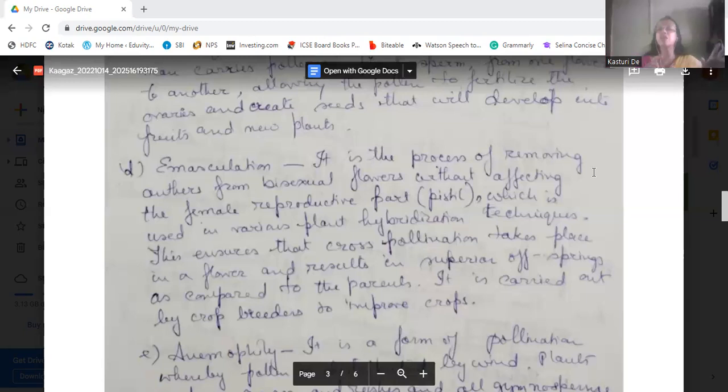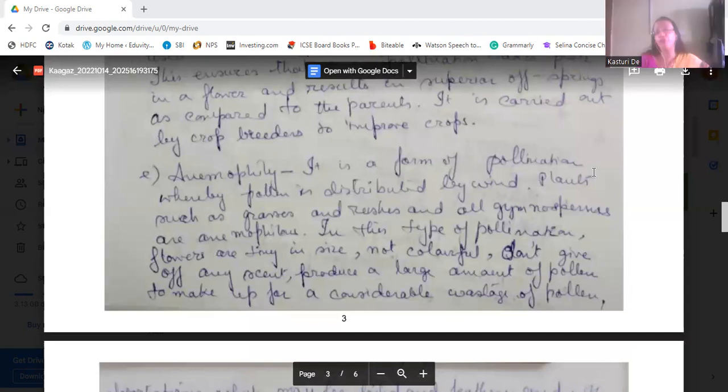And then this ensures cross pollination. Since the anthers are not there, self pollination will not be there. Therefore, cross pollination will be the only possibility, and that will result in superior offsprings as compared to the parents. It is carried out by crop breeders to improve the crops.